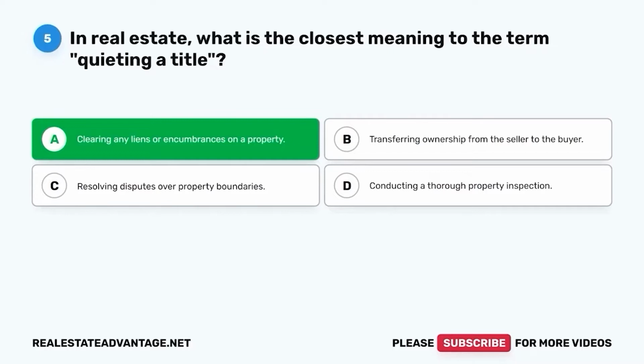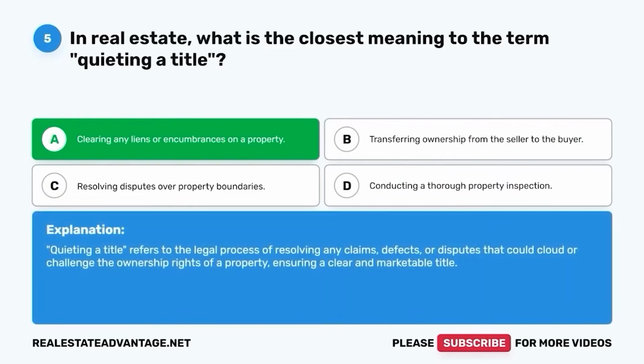The correct answer is A. Clearing any liens or encumbrances on a property. Quieting a title refers to the legal process of resolving any claims, defects, or disputes that could cloud or challenge the ownership rights of a property, ensuring a clear and marketable title.